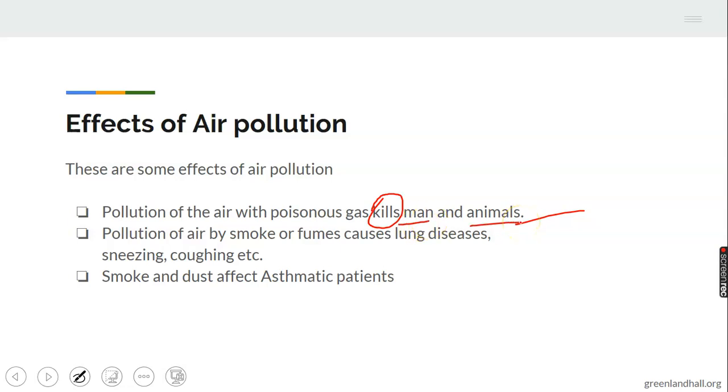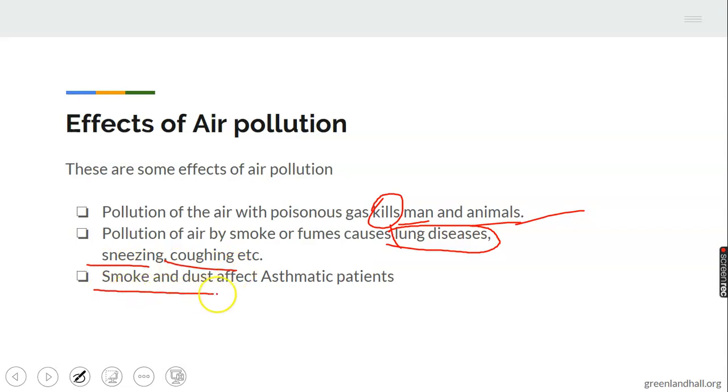Then, pollution of air by smoke or fumes causes lung disease. That's why the advertisement says that smokers are liable to die young. Why? That smoke is affecting their lungs. And before you know what's happening, the lung will be roasted, and then they will need to change their lungs. And if they don't have it, they cannot change their lungs, cannot change their kidney. Then before you know what's happening, they will not be able to survive, and they will die. So sneezing and coughing are also effects of air pollution.